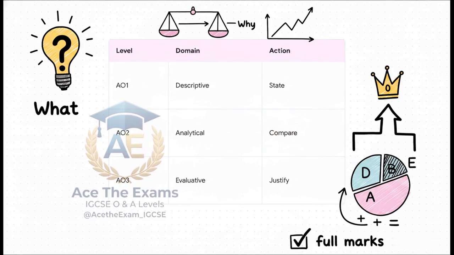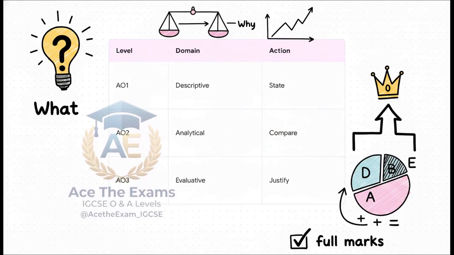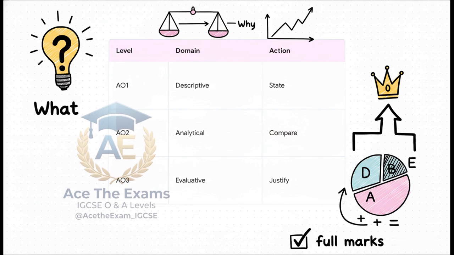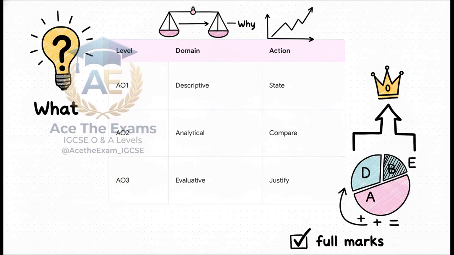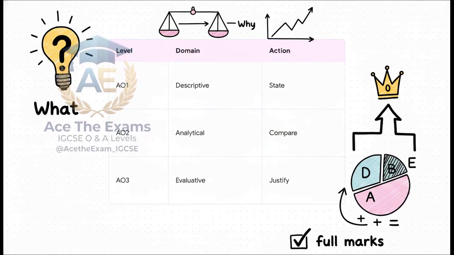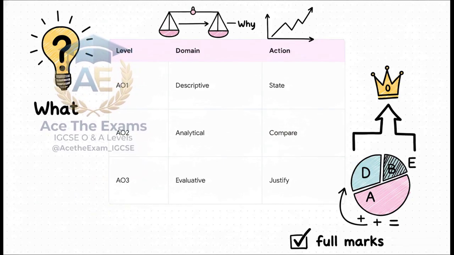To pull this off, you need to use what we call the paragraph balance formula. Your essay paragraph needs a little bit of description to set the stage, strong analysis to show the mechanics, and heavy, heavy evaluation to drive the point home. That formula is your golden ticket to full marks.